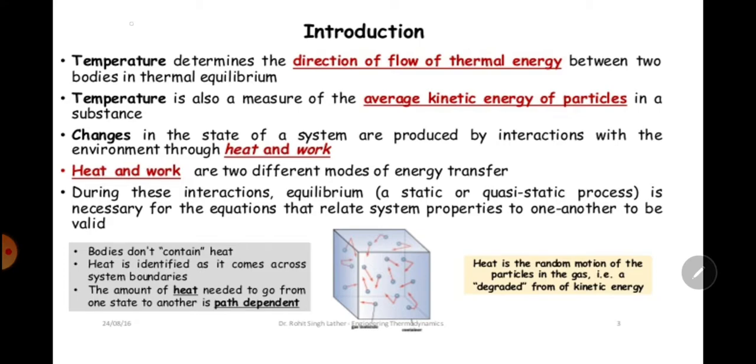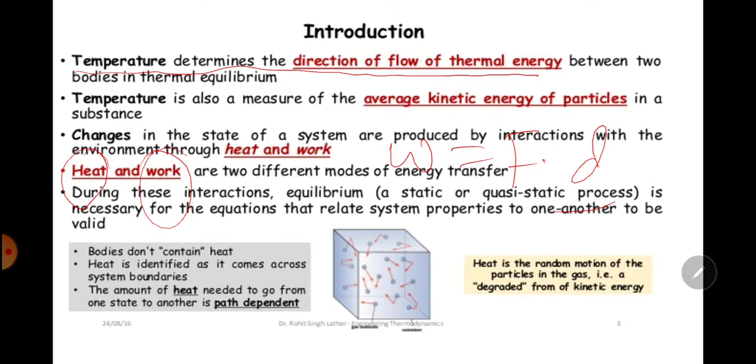Temperature: the degree of hotness or coolness of a body is called temperature. It determines the direction of heat flow. Temperature is also a measure of the average kinetic energy of a particle. Heat is invisible, weightless and can flow from one body into another body. Work is a form of energy which is equal to the product of force and displacement.